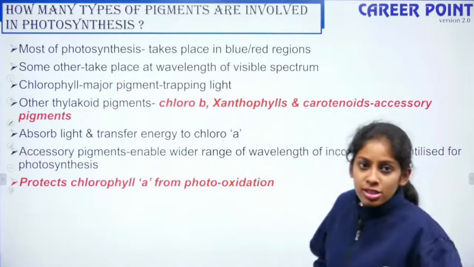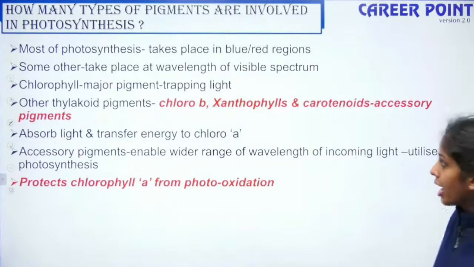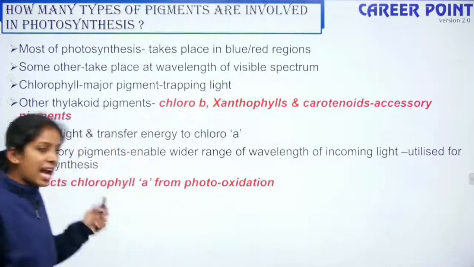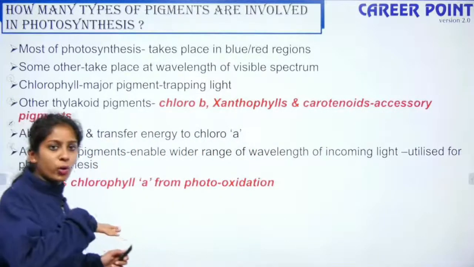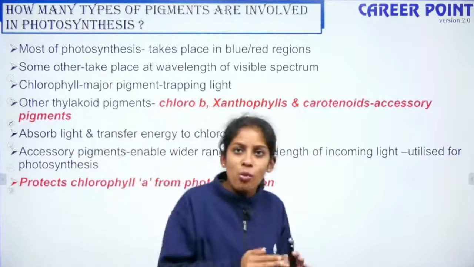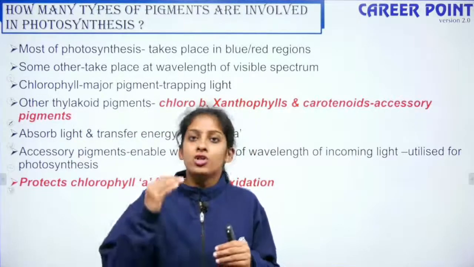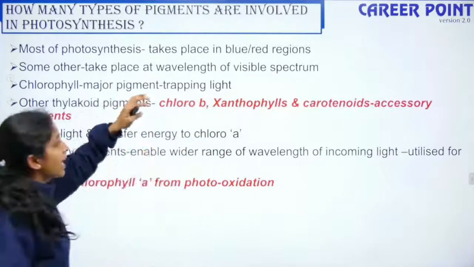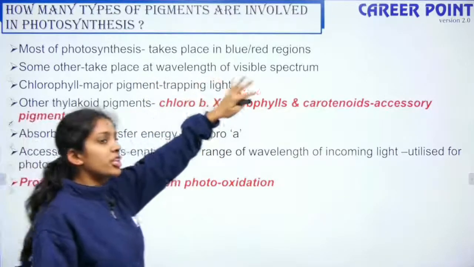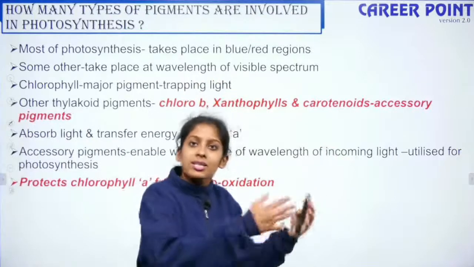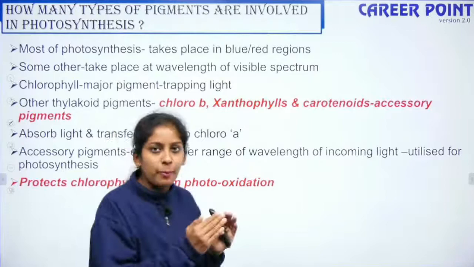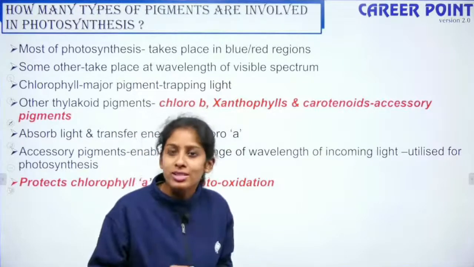What is the function of xanthophylls or carotenoids? Xanthophylls and carotenoids are accessory pigments. In a group you have many people, one leader and many members. The leader will also work, and the team members also work. Similarly, chlorophyll A is the chief pigment. Xanthophylls and carotenoids are accessory pigments, but they still help in trapping the light energy, and they also prevent the chief pigment chlorophyll A from getting photo-oxidized.